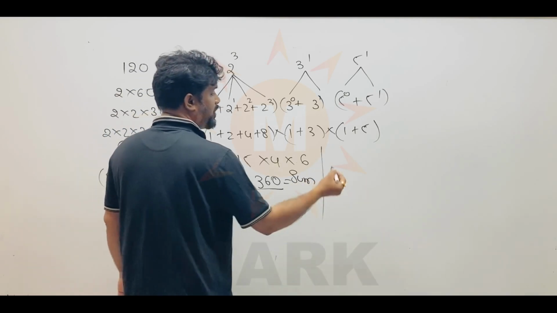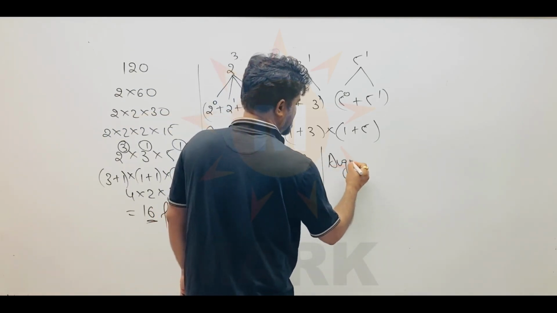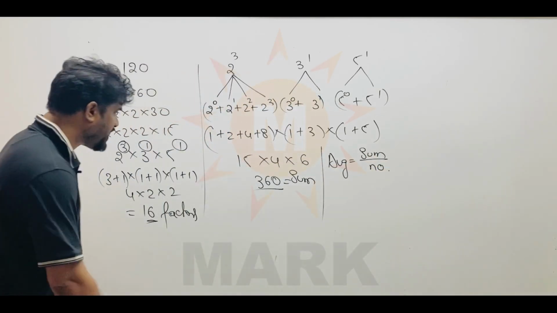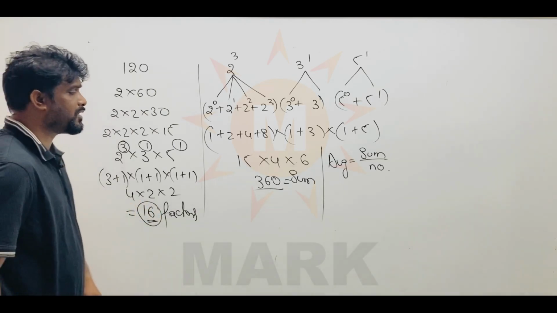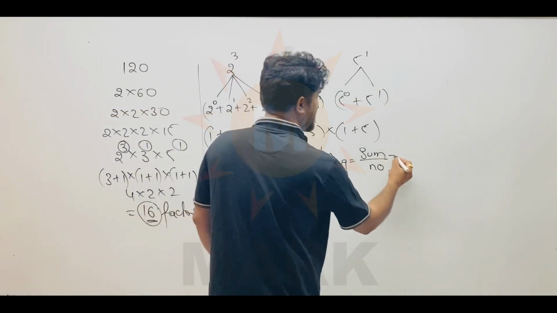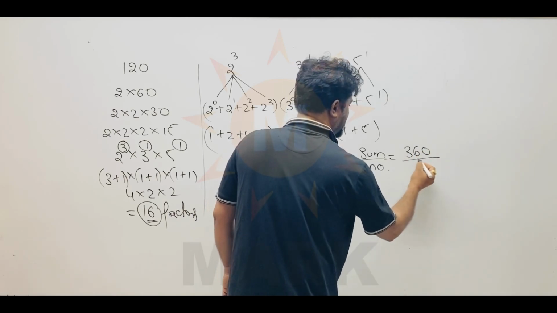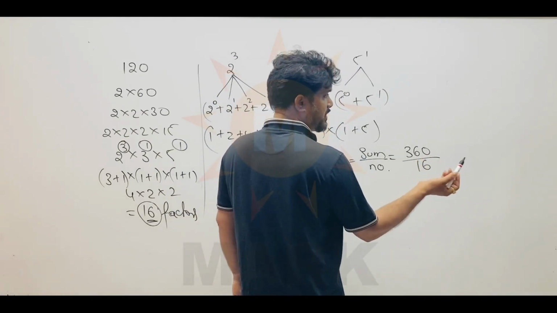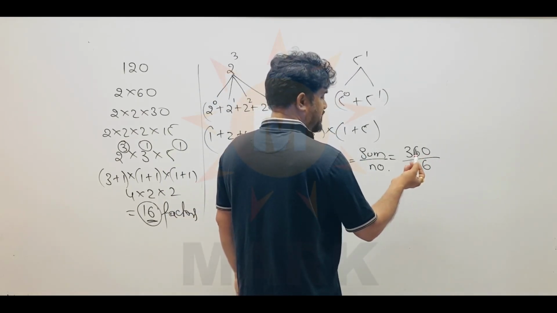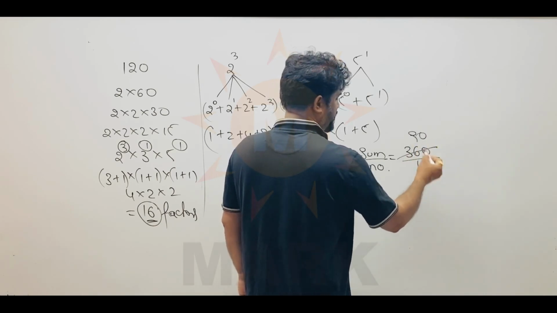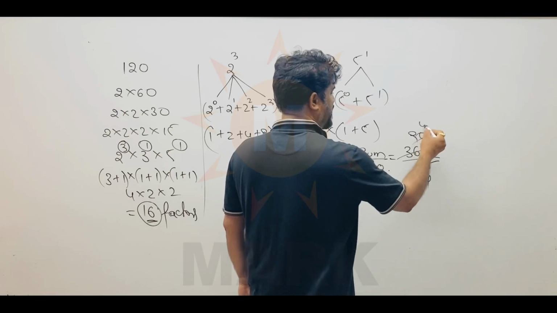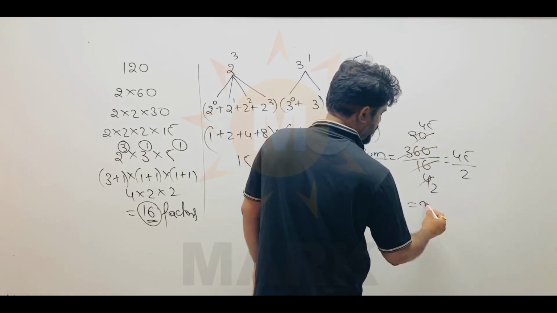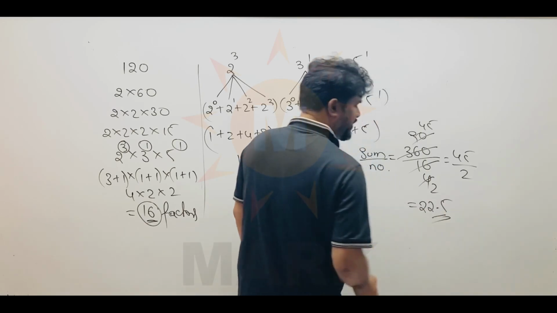Now if you want to find the average, average is equal to sum by number. Sum by number. How many factors are there? Clearly you can see 16 factors are there and the sum is 360. So that is equal to 360 by 16. So I think clearly, 4 goes here. This is 90 and this is 4. Again I am taking 45. This is 2. So 45 by 2. 45 by 2 means 22.5 is the average.